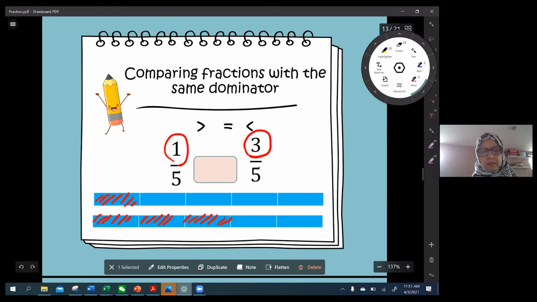If we have different denominators, we look for their multiples, and then I multiply. But let's wait, don't jump to it now. Let's finish this first. Let me make sure everybody gets this, then we'll move on to the different denominators.